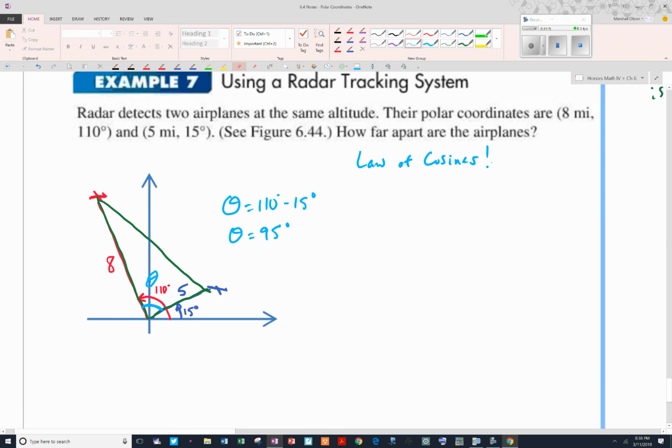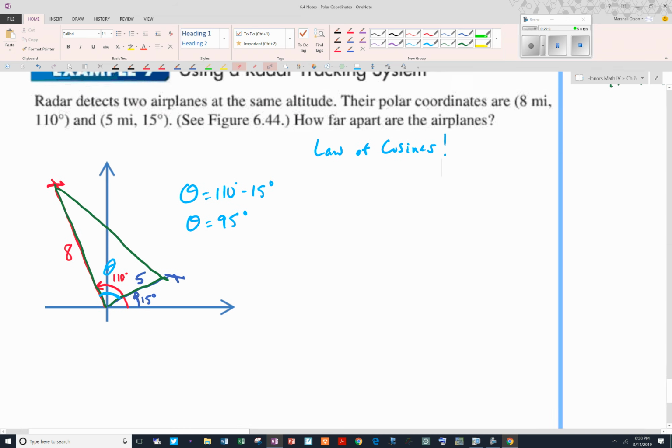Kind of a weird spot to put the law of cosines problem, but we just needed to learn polar coordinates first. If I had given this to you and we were doing law of sines, you would have no idea what polar coordinates are. So these polar coordinates give us a triangle that we're using the law of cosines to solve.